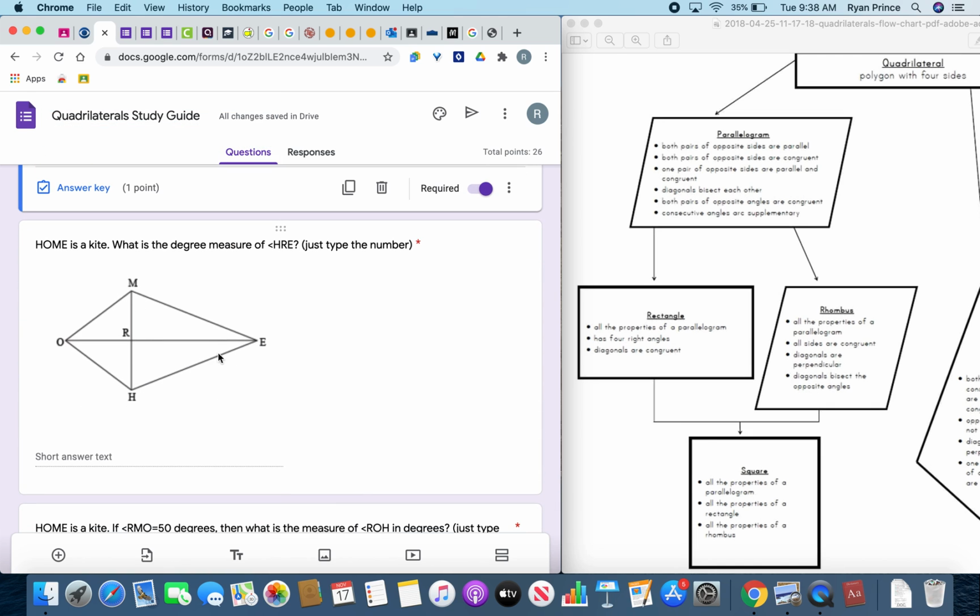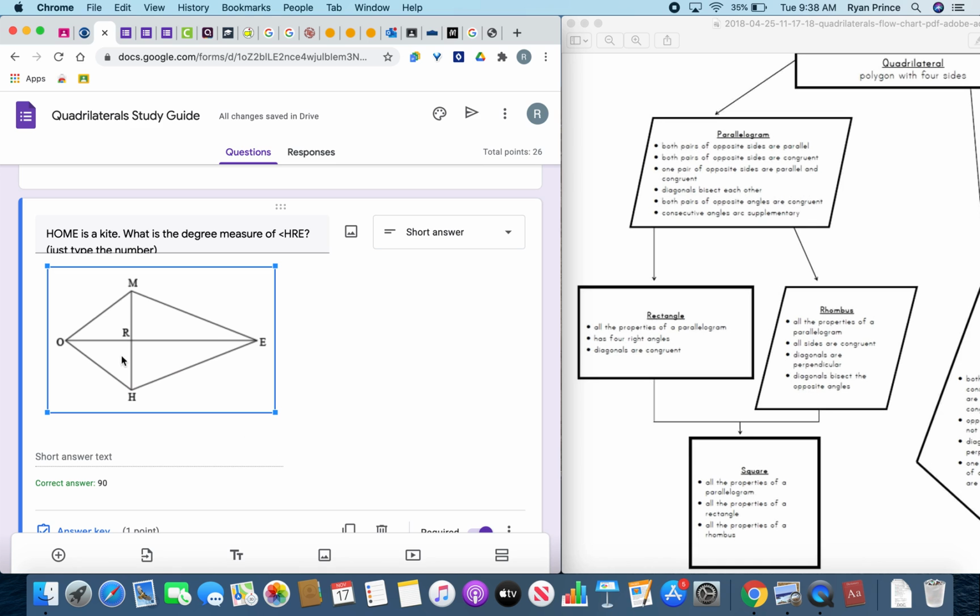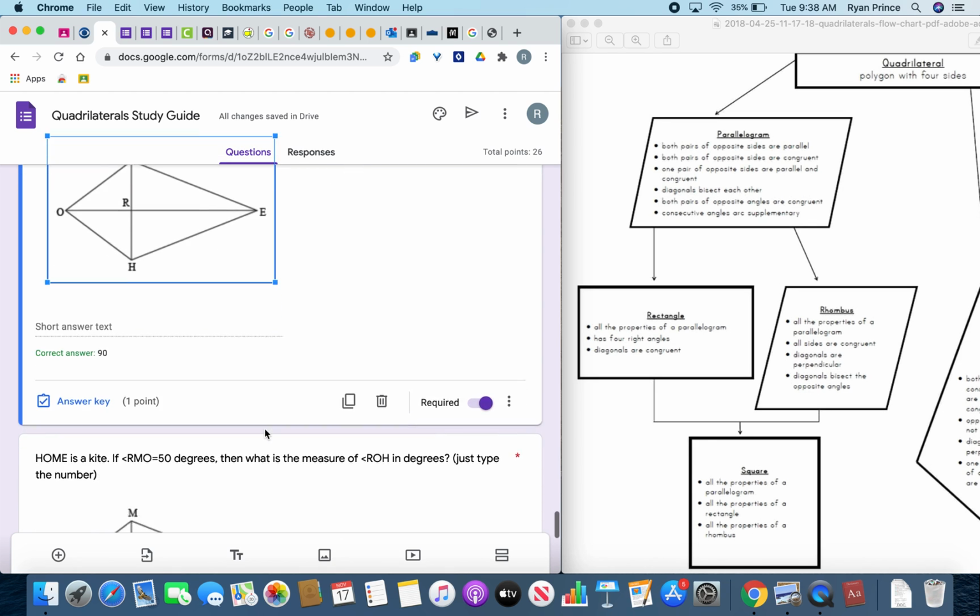Measure of HRE, 90 degrees. These are perpendicular diagonals. Should be 90 degrees. All these angles are 90 degrees.